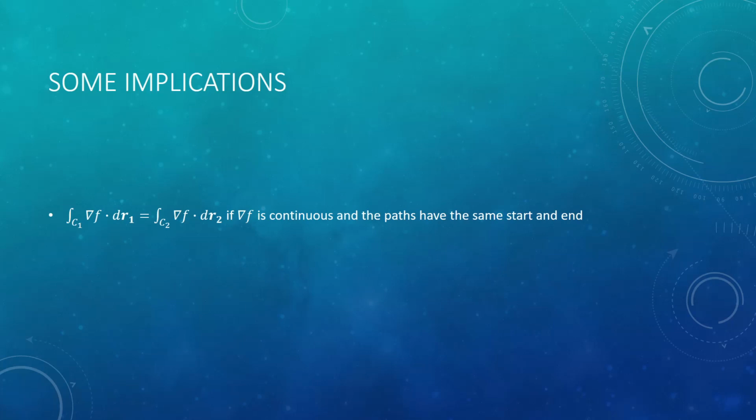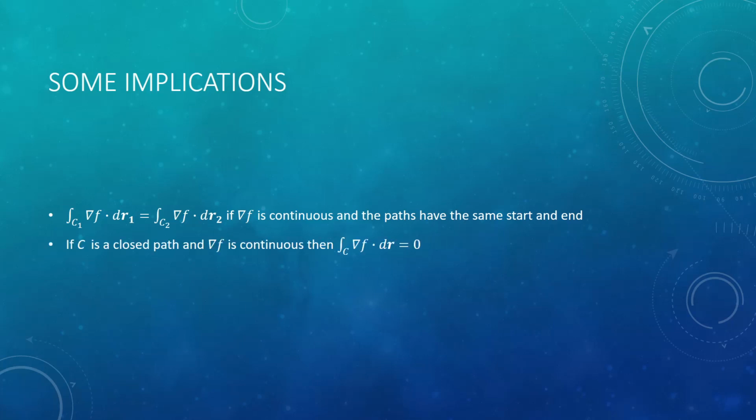Regardless of what curve you are following and what vector function you're using to get there, if your gradient is continuous and the paths have the same start and end spot, the integrals come out to the exact same thing. Pretty easy for that part. So if you realize some other path is going to give you a much simpler formulation, go with it. It's not going to change anything for you.